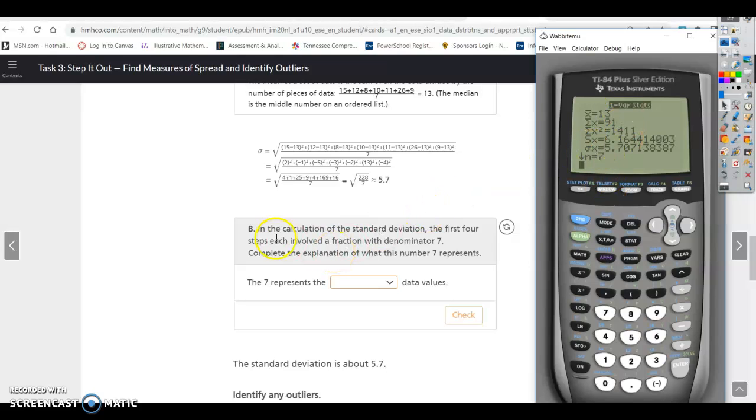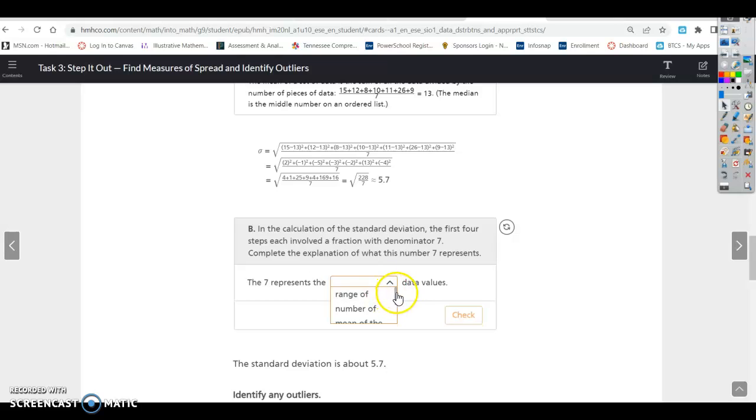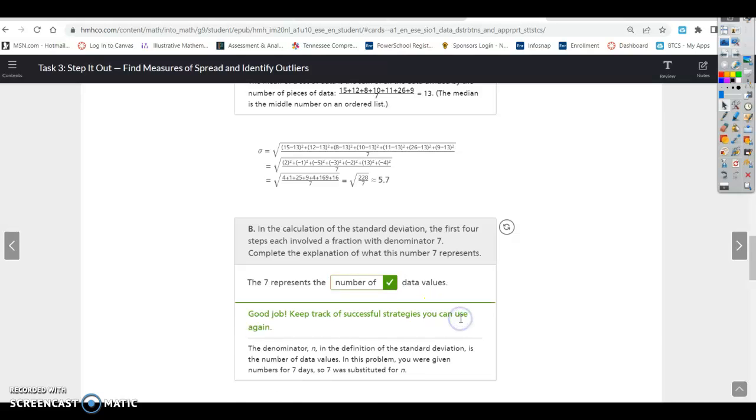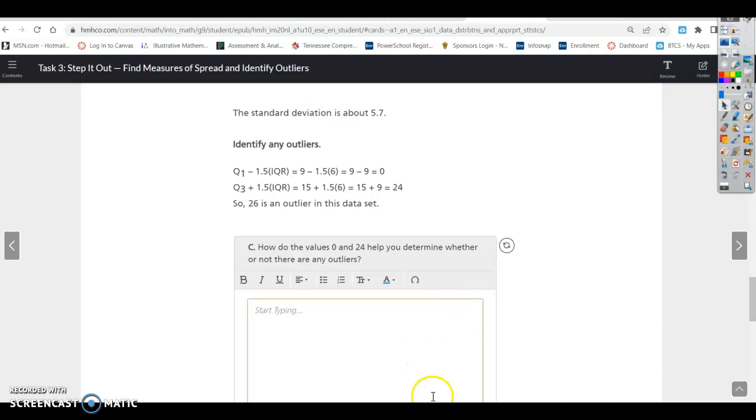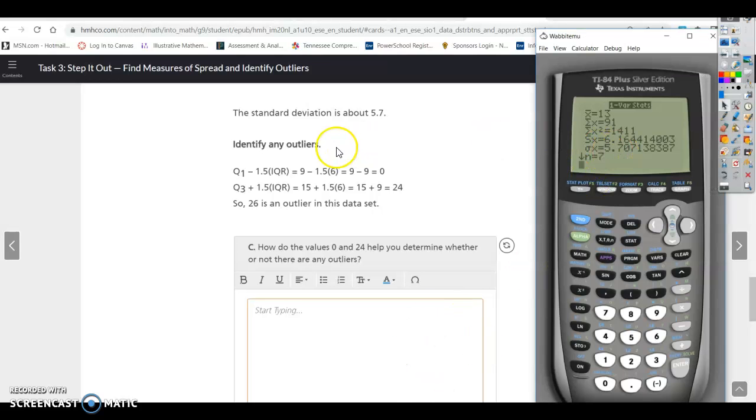It says in the calculation of the standard deviation, the first 4 steps each involved a fraction with denominator 7. You can see the denominator 7 here because they're dividing by the number in the set, which has 7 numbers. So the 7 represents the number of data values. The standard deviation is about 5.7, the same thing as we found too.